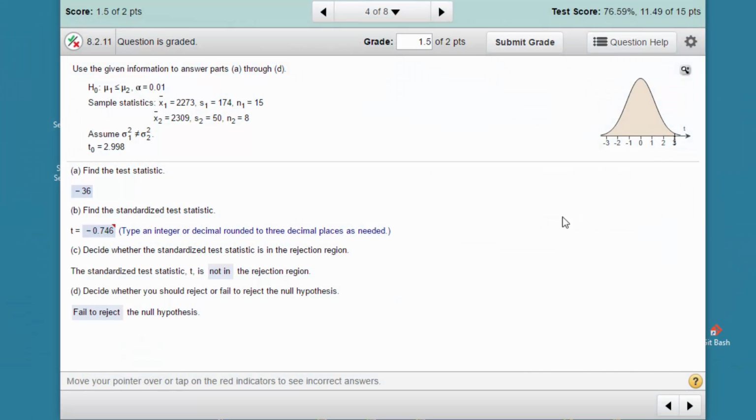Hi, this is Don again with that same problem of the mean difference when we have to assume that the variances are not equal. This time I want to solve it using Excel, and we're just going to jump over there to Excel and get started.